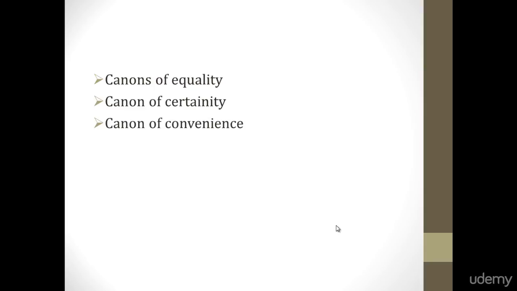Canon of convenience. Every tax should be levied at the time and in the manner which is more convenient to the taxpayer. Canon of economy. If the cost of collection of tax is small, it is called economical. If people have to pay too much tax but only a small amount goes to the government treasury due to heavy salaries to the staff, then the tax is not economical.